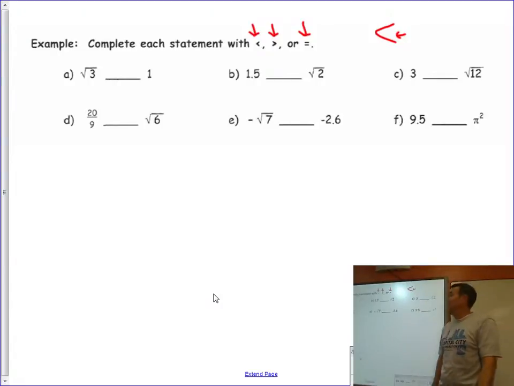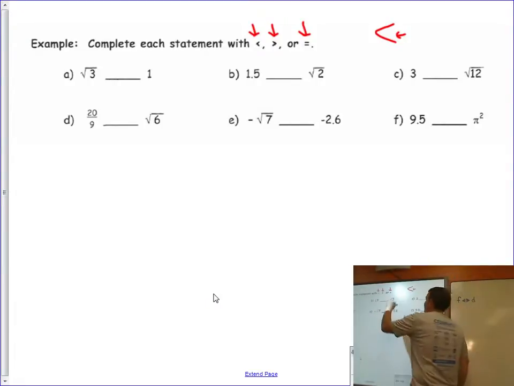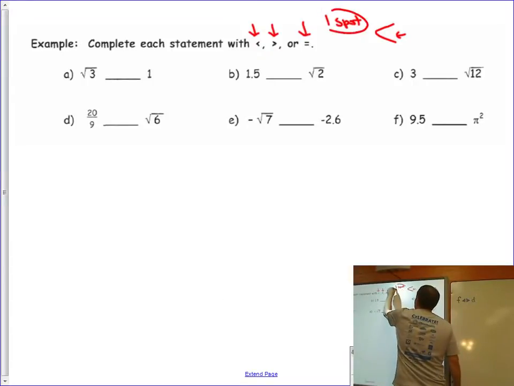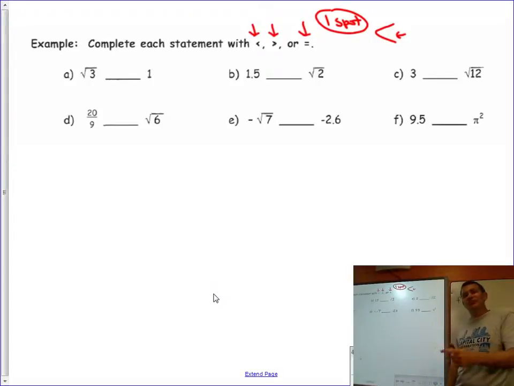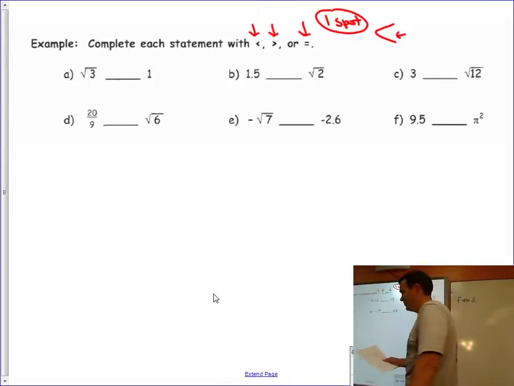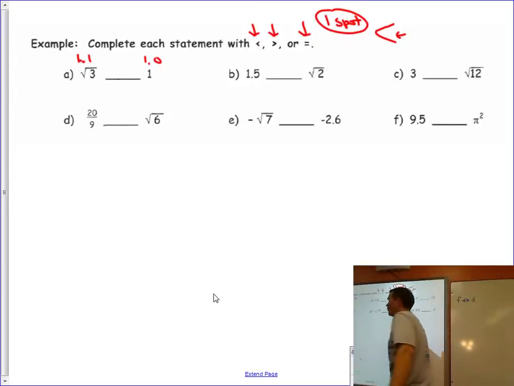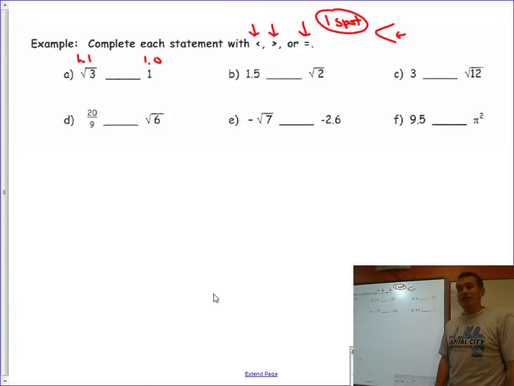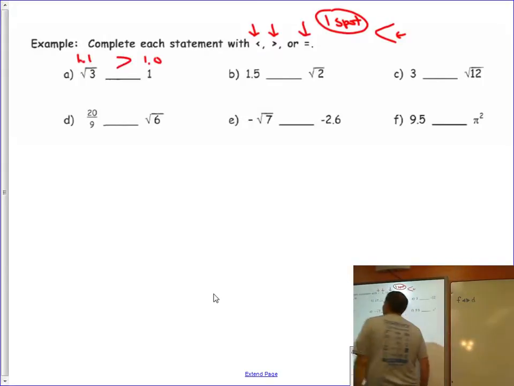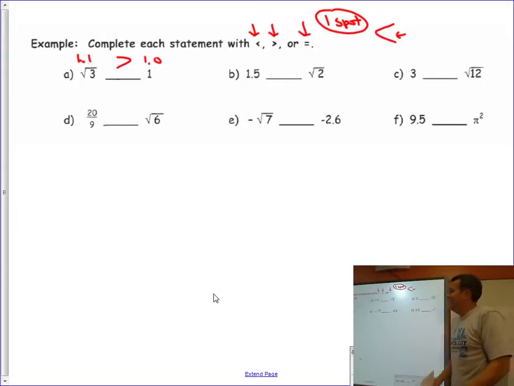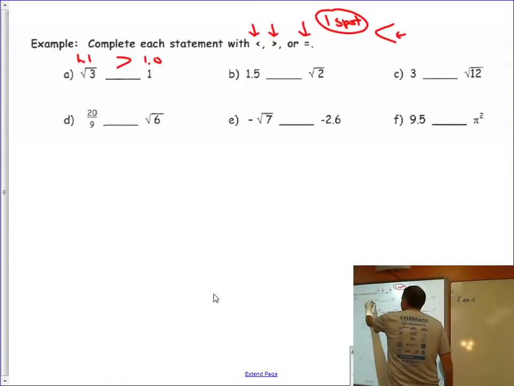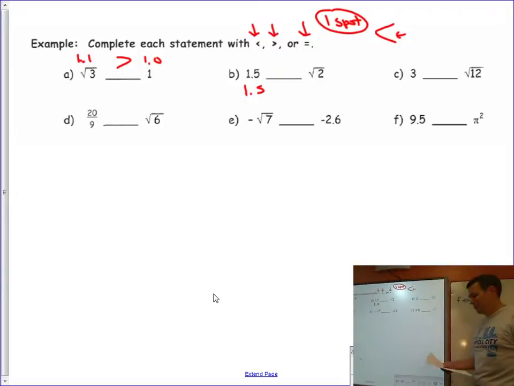All right, to compare these, I am going to make each of them a decimal, and for these, I'm going to have them go one spot instead of two like I did before. So I type the square root of 3 into my calculator, and it turns out to be 1.7. And of course, the number 1 is 1.0. So clearly 1.7 is bigger than 1.0, and that would be the correct symbol. In the second example, 1.5 is already done. I would type in the square root of 2 to my calculator and find out it's 1.4 and so on. 1.5 is the bigger number, and that symbol would go in.